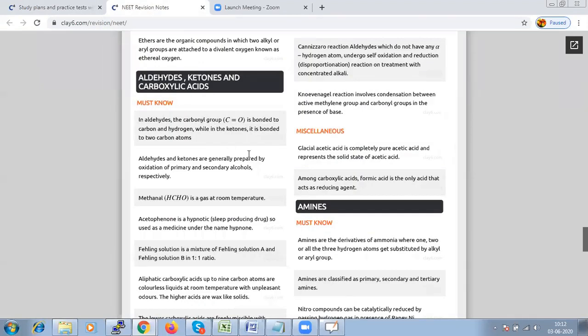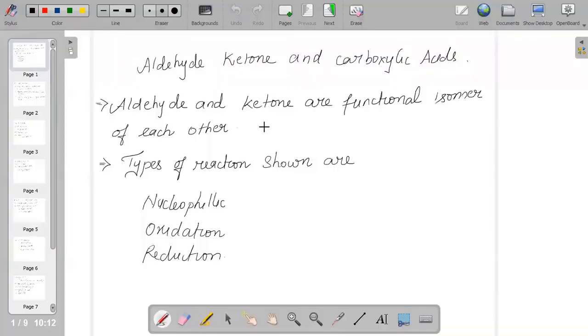Now let us start the session with aldehyde, ketone, and carboxylic acid. When we say aldehyde, what does it talk about? Actually, aldehydes have a carbonyl group which is bonded to carbon and hydrogen, and in ketone it is bonded to two carbon atoms. That's it. Aldehyde and ketone are functional isomers of each other.